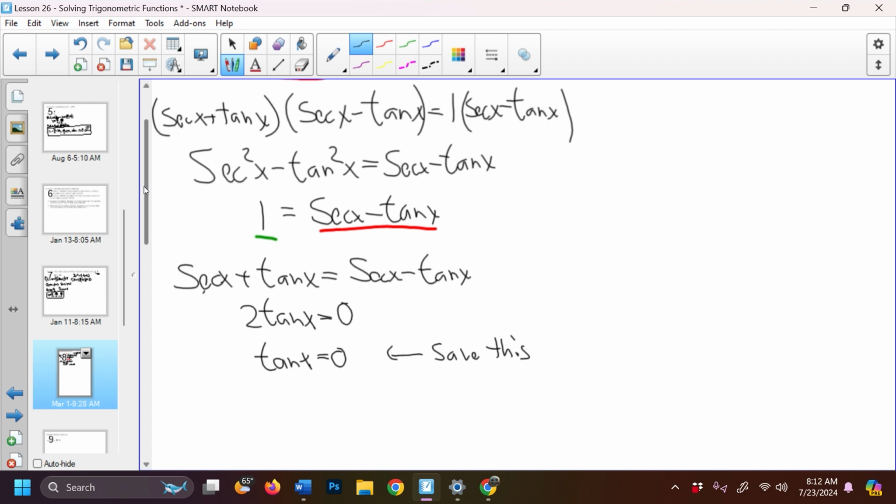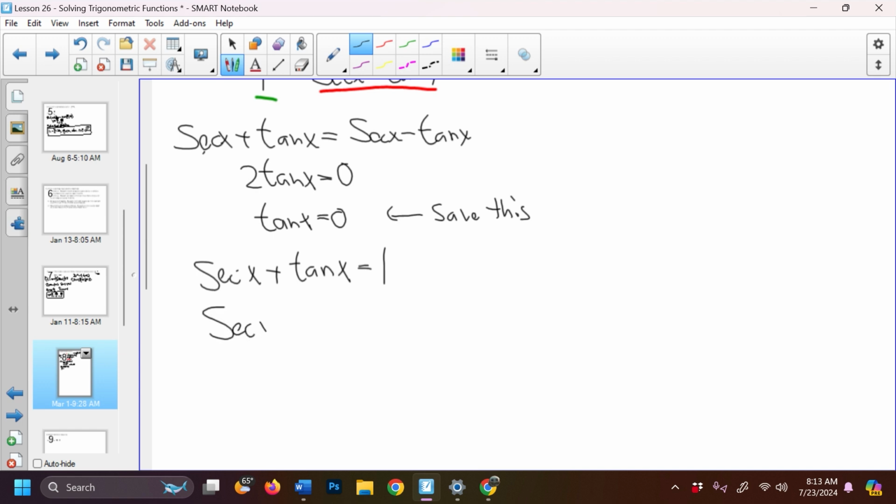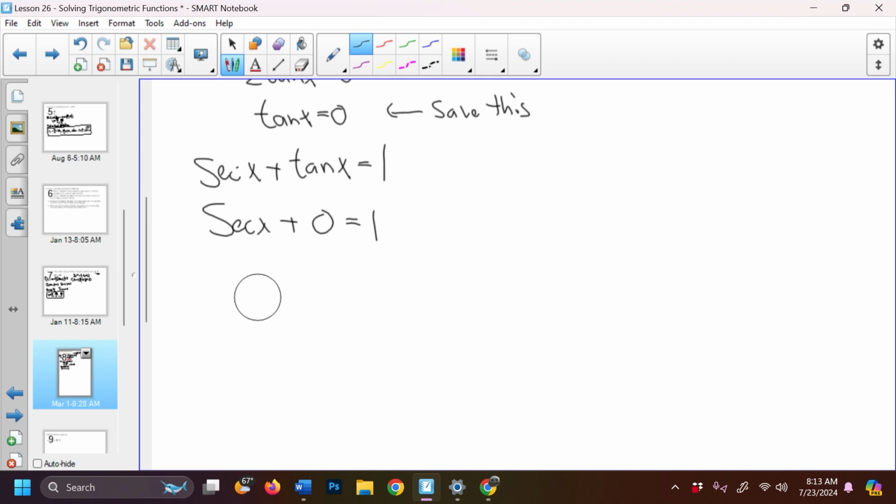And go back to the original equation. So I have secant x plus tangent x is equal to 1. I can say secant x plus 0 is equal to 1, and so secant x is equal to 1. And so I have two different factors. I have this expression, I have this expression.